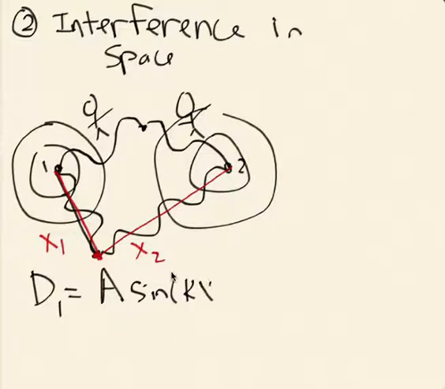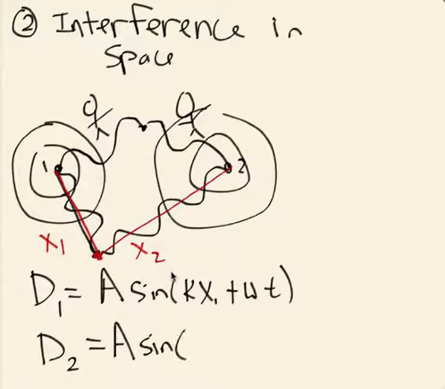Okay, so d1 at that location will be sine of (k x1 plus omega t). And I might have an arbitrary phase that I offset the two, but I'll ignore that for now. I'll assume that both waves leave the source at the same phase. Okay, so then I'll have d2 equals sine of (k x2 plus omega t).